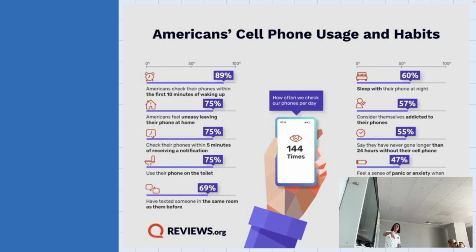This is some information about cell phone usage in America, 144 times. That's the average number of times U.S. citizens look at their phones on a daily basis, right? So there's probably somebody who's like 1,000 times. This is just an average. There's some more information on there, but 144 times a day. I think I check mine more than that, right? Probably.